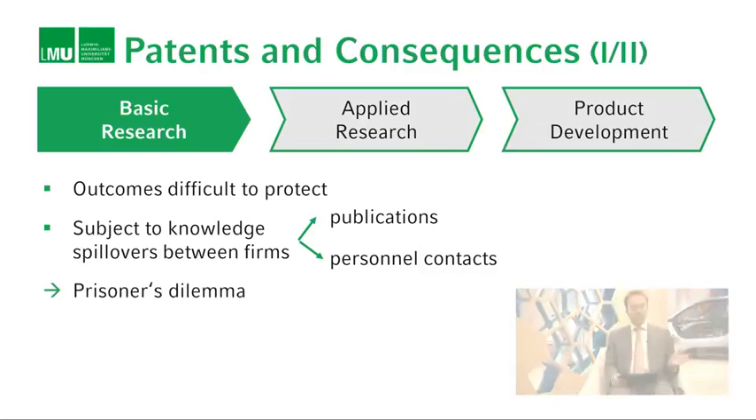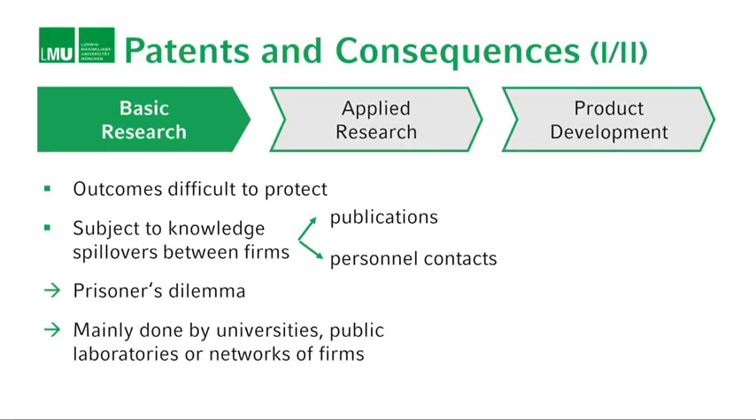Now that leads to what we know is a prisoner's dilemma. So both firms would be better off, they know that they would be better off if both of them would invest into basic research and development, but both of them would be better off if the other firm did it on their own. So therefore, mainly basic research is done by universities, by public laboratories, or by networks of firms to solve the problem of a prisoner's dilemma.